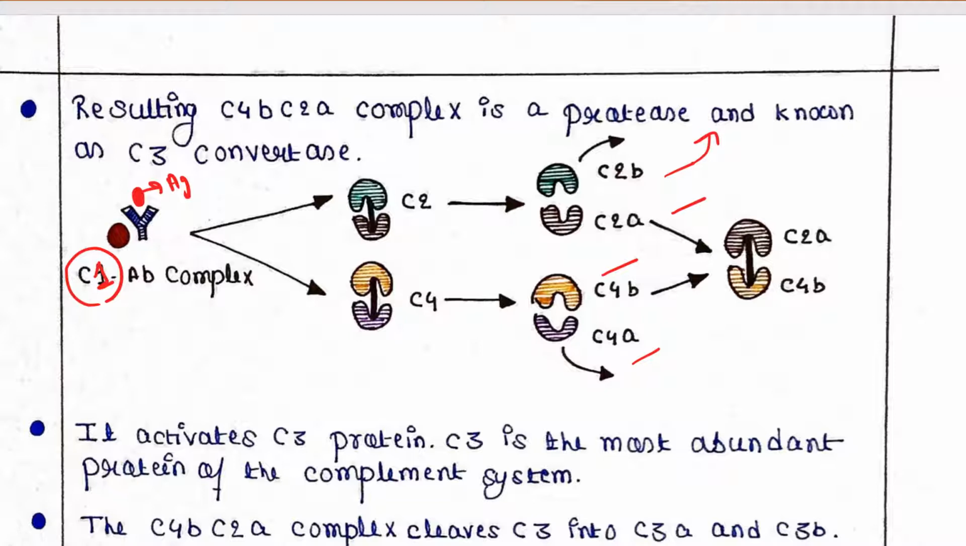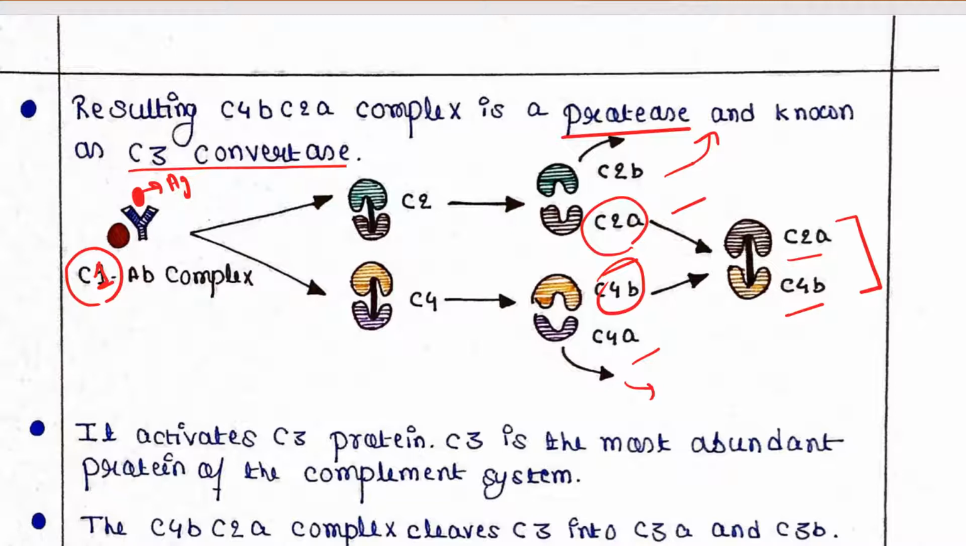C2b is released, C4a is released, and C2a and C4b combine to form the C4b2a complex. So it is again a protease. This C4b2a is a protease that can cleave other proteins. And it is known as C3 convertase. Why is it known as C3 convertase? Because it can convert C3. It can activate C3.